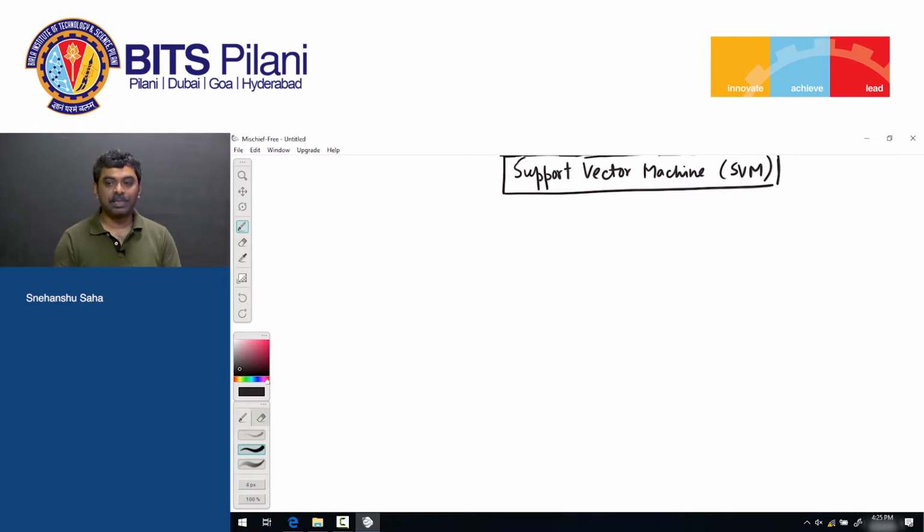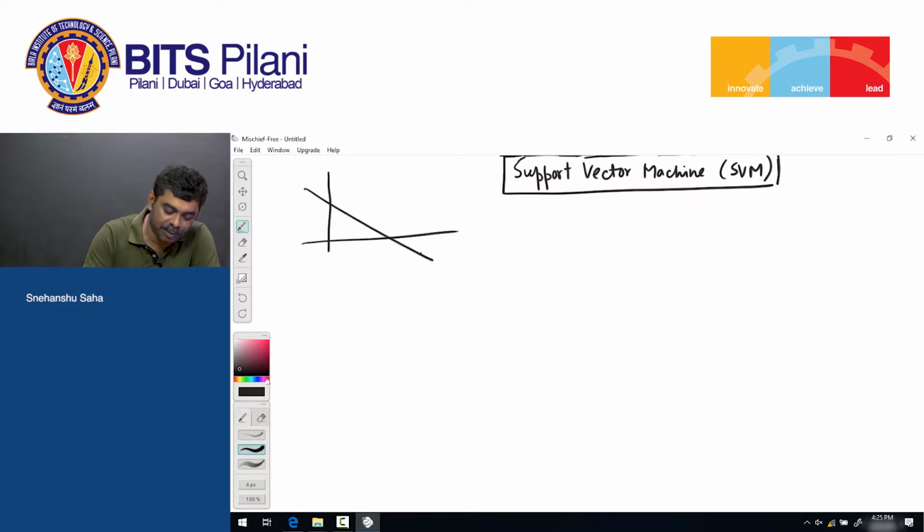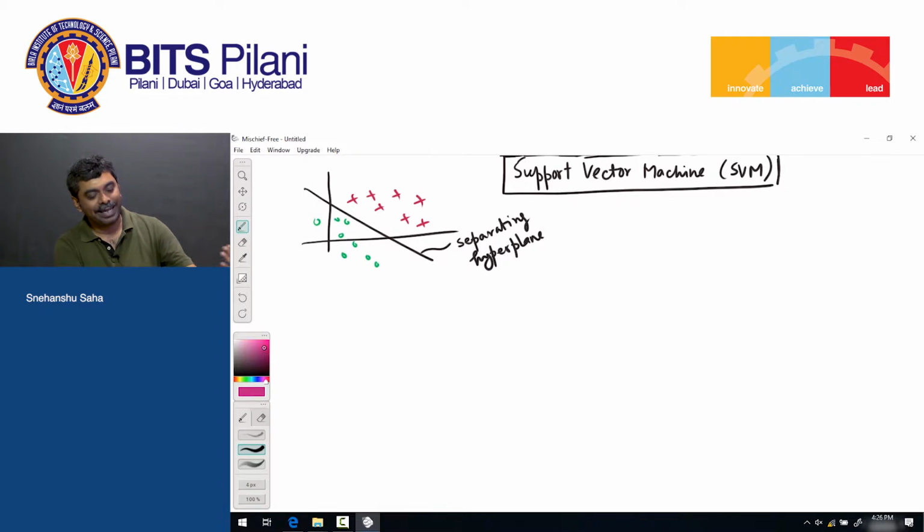So what is a support vector machine, and why do we need it? If you recall, in the introduction to machine learning lectures, where we were discussing a very simple sample machine learning problem, classifying data belonging to two different classes, we showed that there could be a separating hyperplane. And we assume that the data is linearly separable, and there is a reasonable distance between the separating hyperplane and the data points belonging to different classes. That's an assumption.